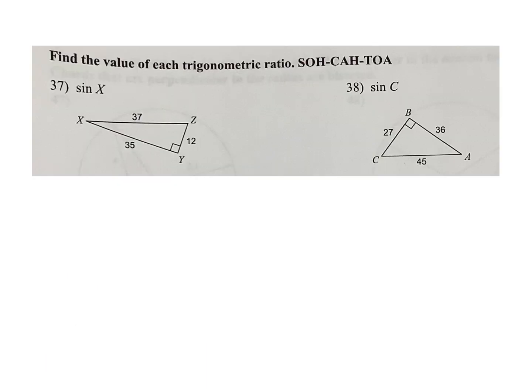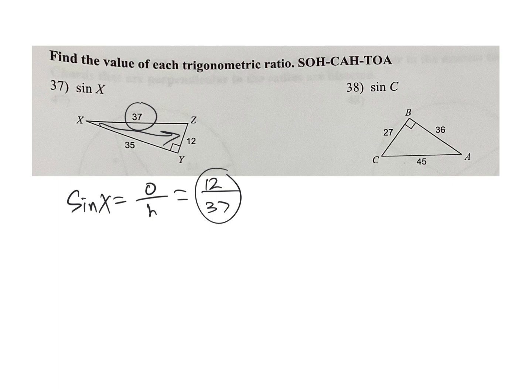All right, so number 37, SOHCAHTOA. The sine of x stands for the opposite leg over the hypotenuse. Hypotenuse is 37. Opposite leg is 12. 37 is prime, so 12/37 is the answer.